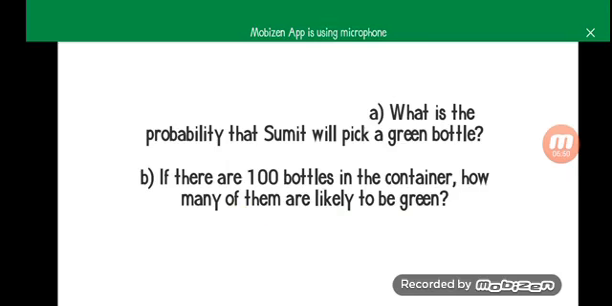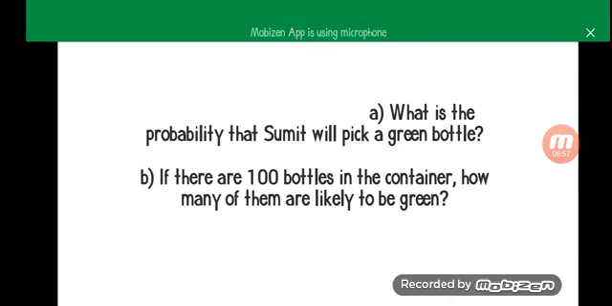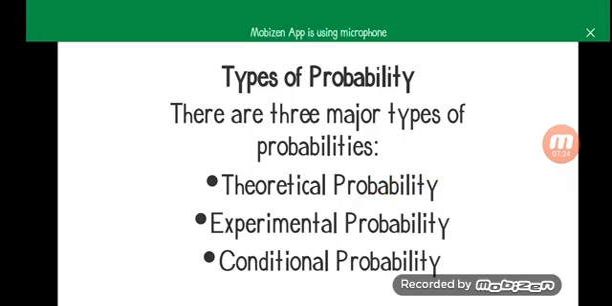The next question says, if there are 100 bottles in the container, how many are likely to be green? Now the experiment implies that 450 out of 1,000 bottles are green. So if there are 100 bottles, 45 are green. It's just simple math. It's the same thing as 450 over 1,000. Cut the zeros and you have 45 over 100. So if there are 100 bottles, 45 are certainly green.